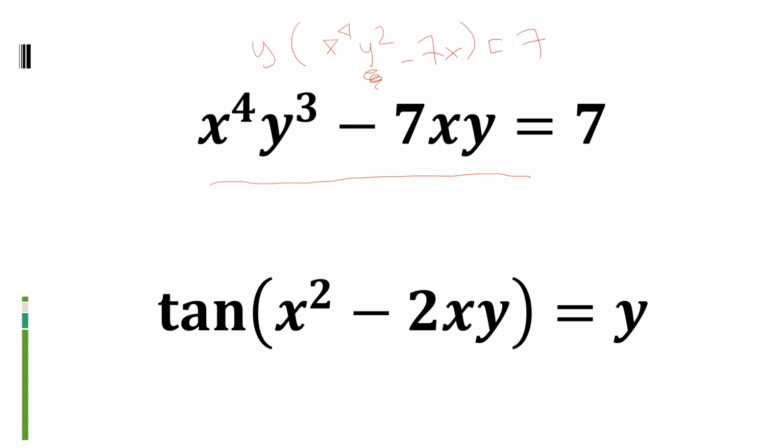Ito din naman, tan of x squared minus 2xy equals y. So, paano ko naman ngayon isi-separate yan para maging explicit? Therefore, these two equations here are implicit equations. And we can still find the derivative of that kahit na implicit siya by using implicit differentiation.